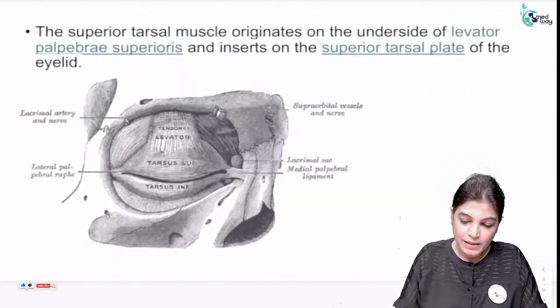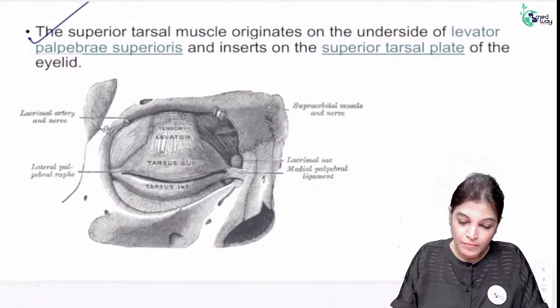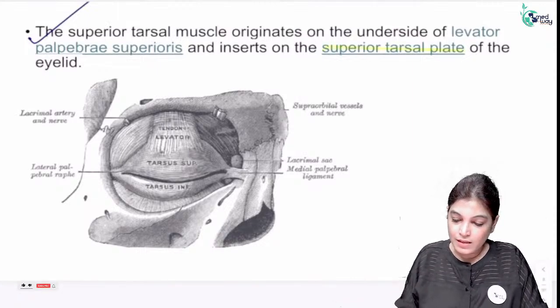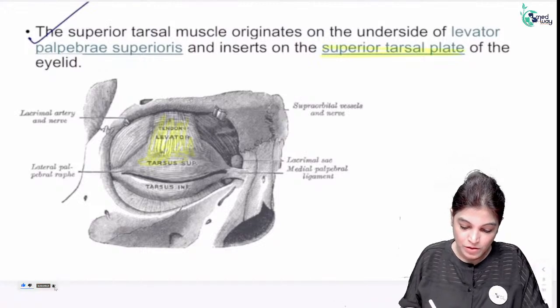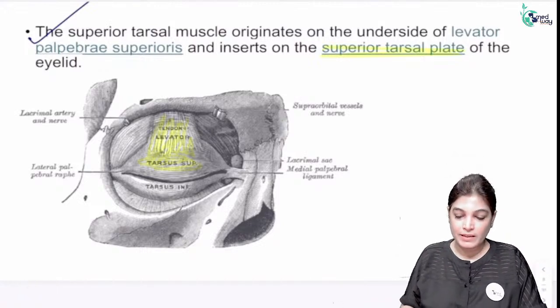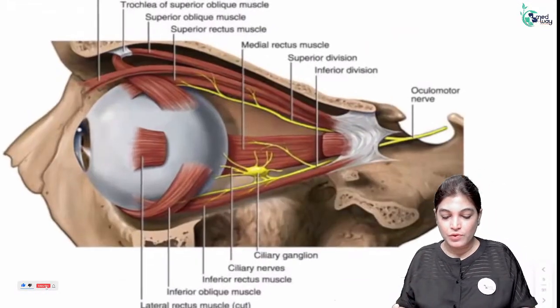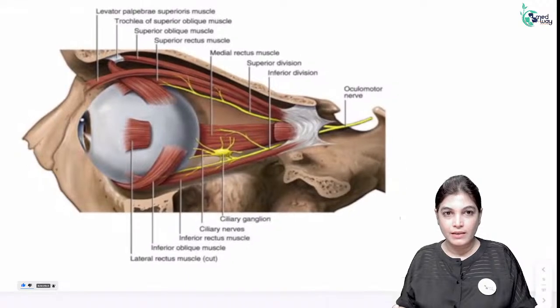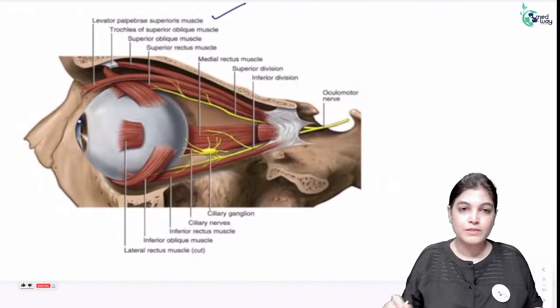So the superior tarsal muscle originates under the surface of the LPS and inserts into the superior tarsal plate. Here you can see the levator palpebrae superioris, and this is the superior tarsal plate insertion. In this view you can appreciate the entire muscle from the lateral aspect, and you can see the LPS muscle is more superior.